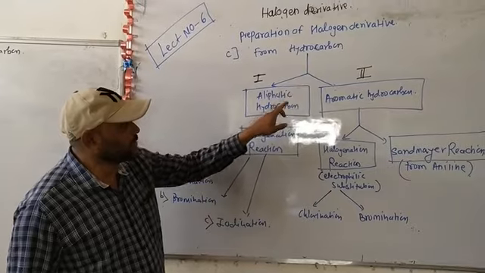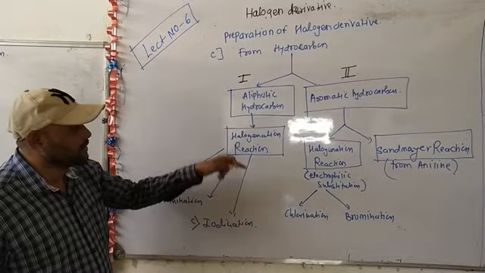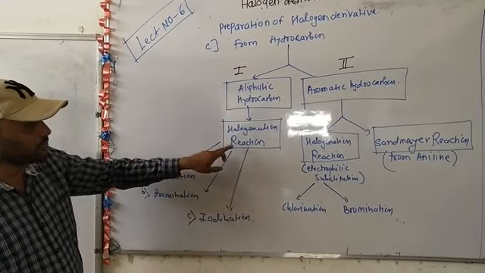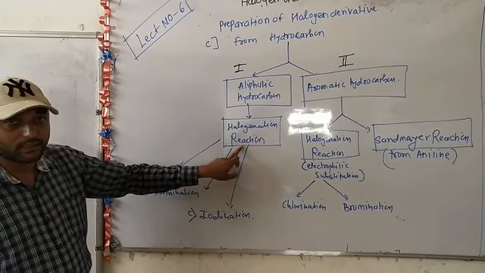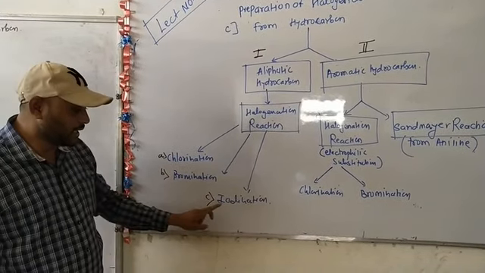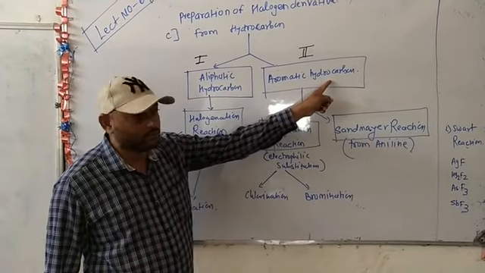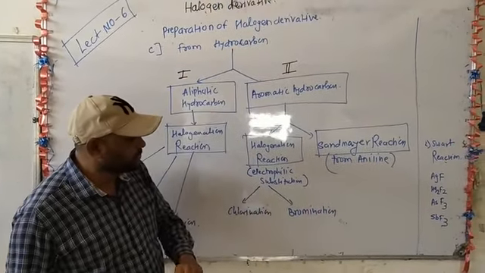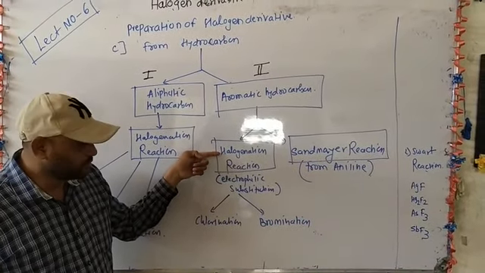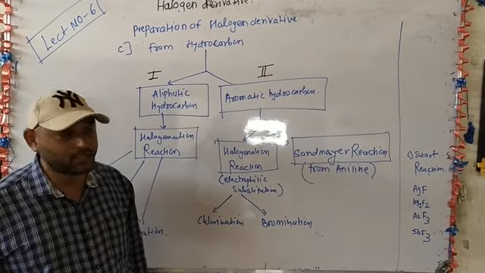These hydrocarbons include aliphatic hydrocarbons and aromatic hydrocarbons. From aliphatic hydrocarbons, we can prepare the halogen derivative by halogenation reaction, which includes chlorination, bromination and iodination. While from aromatic hydrocarbons we can prepare halogen derivatives by two reactions, that is halogenation, which further includes chlorination, bromination and iodination.